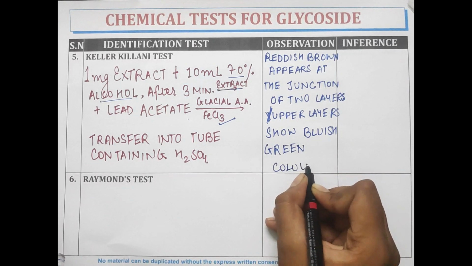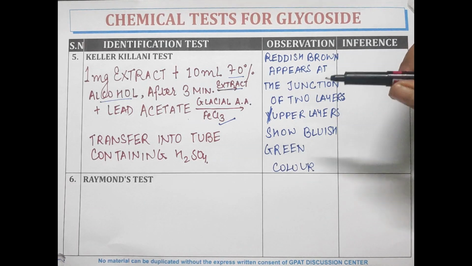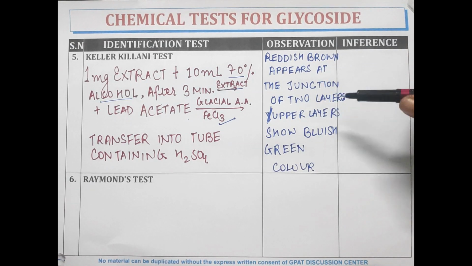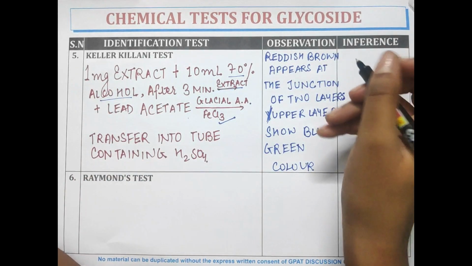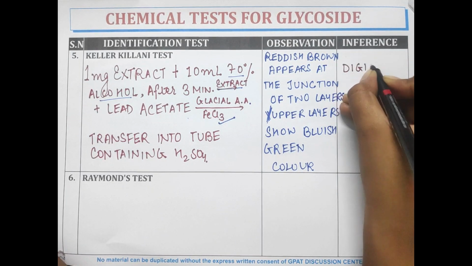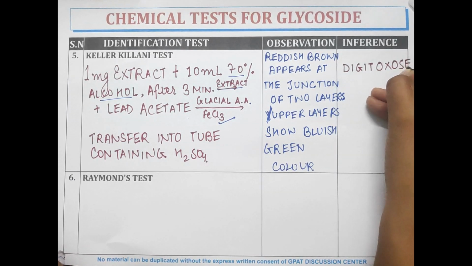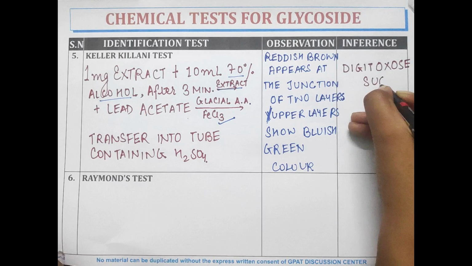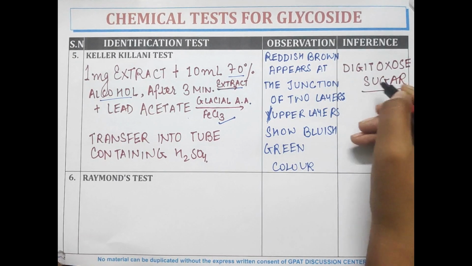In Keller-Kiliani test, a reddish brown color appears at the junction of two layers, in which the upper layer shows bluish green color. This Keller-Kiliani test is specific for digitoxose sugar and indicates presence of digitoxose sugar.